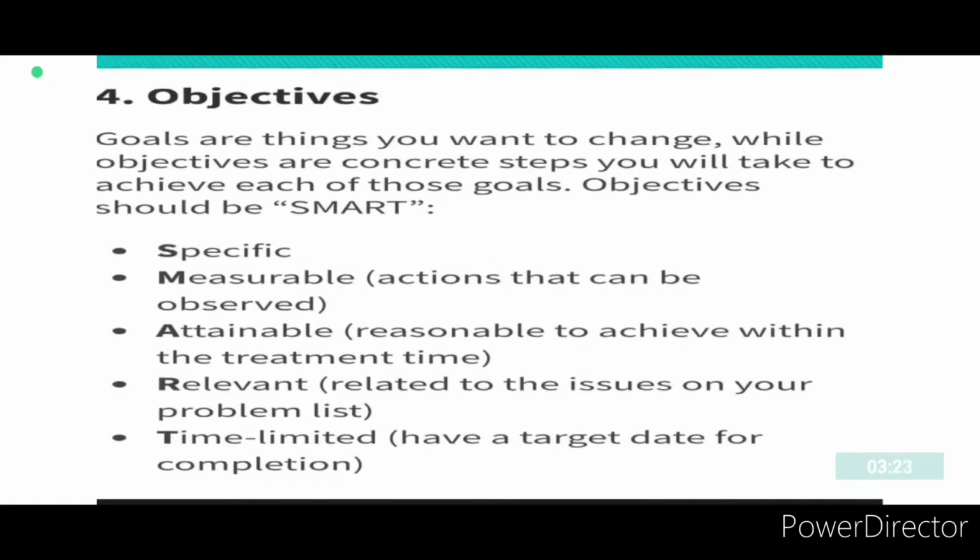Objectives. Goals are things you want to change, while objectives are concrete steps you will take to achieve each of those goals. Objectives should be SMART.